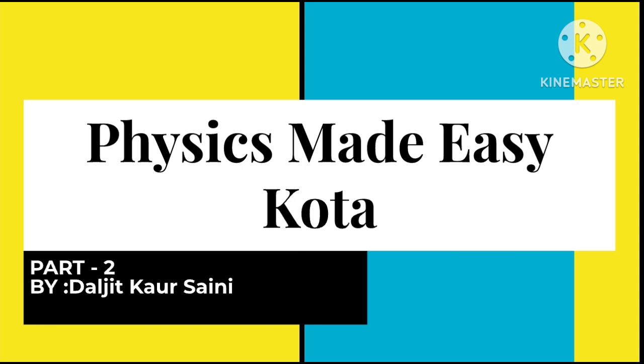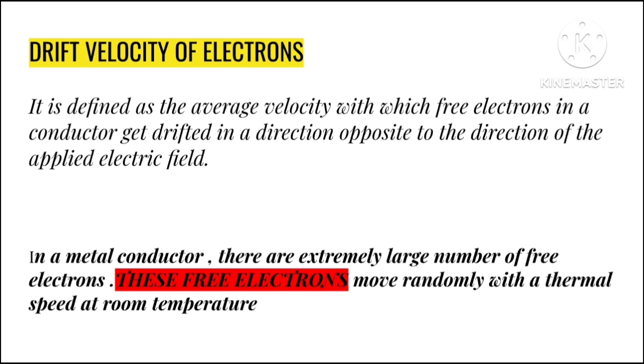In this lecture we are going to study the chapter current electricity. Electrons can also drift, and that velocity is known as the drift velocity of electrons. Actually this is the average velocity, because electrons are free to move, so we can calculate the average of the velocity with which these free electrons in any conductor get drifted whenever there is an application of the electric field, and these electrons always get drifted in the direction opposite to the direction of the applied electric field.